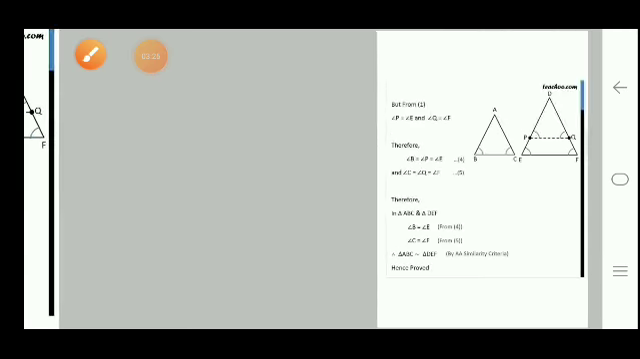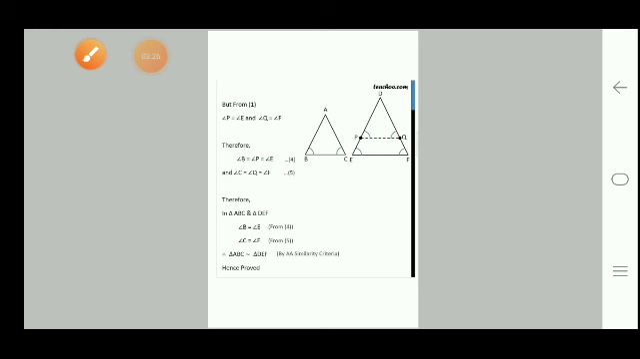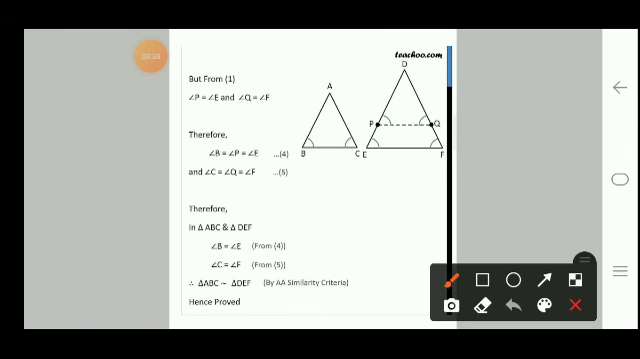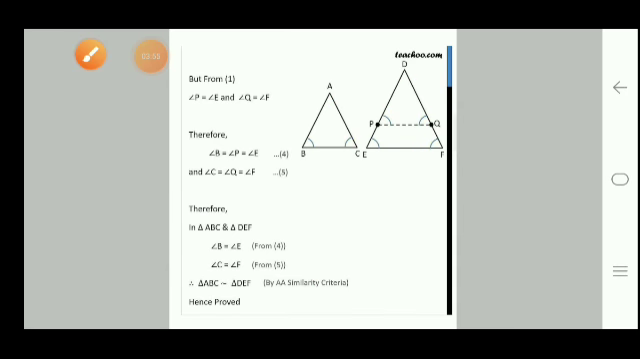So this is what we had to prove. Now from one, we have angle P is equal to angle E and angle Q is equal to angle F. Therefore we have all the three angles equal. So when all the three angles are equal, that is A is equal to D, angle B is equal to P is equal to E, angle C is equal to angle Q is equal to angle F. Therefore by the angle criteria we can say that these are similar.